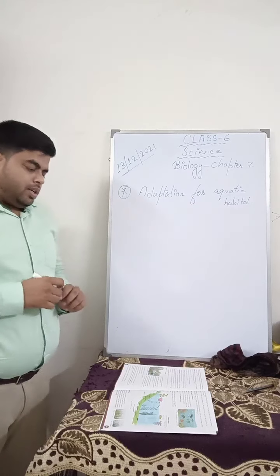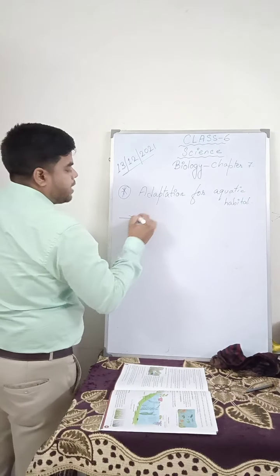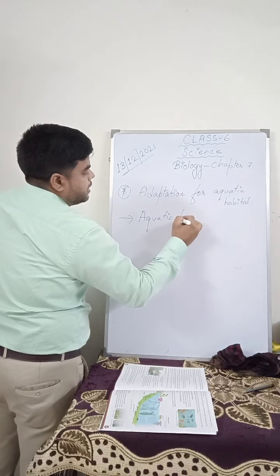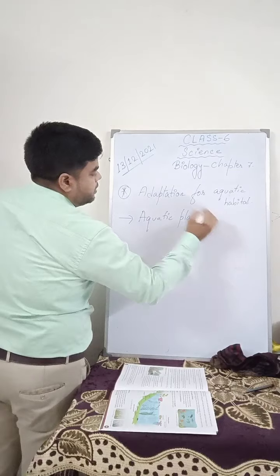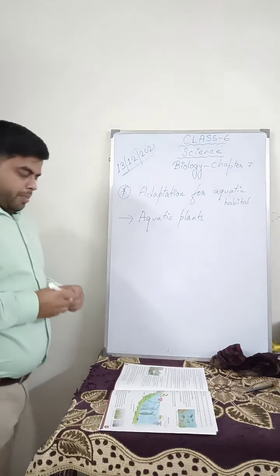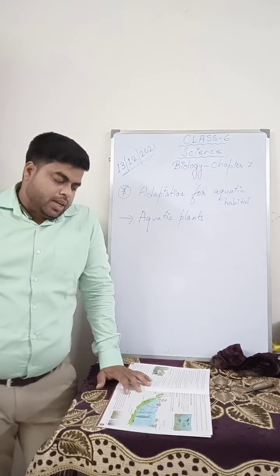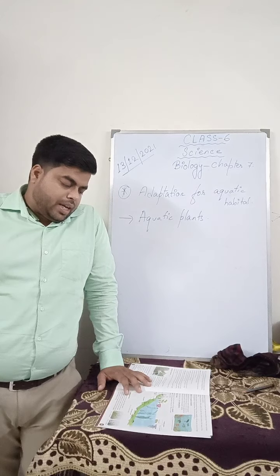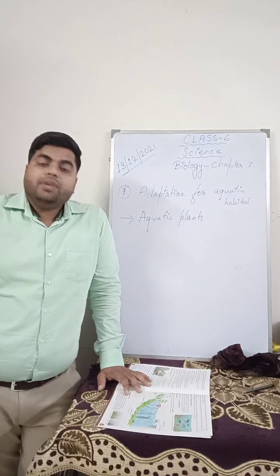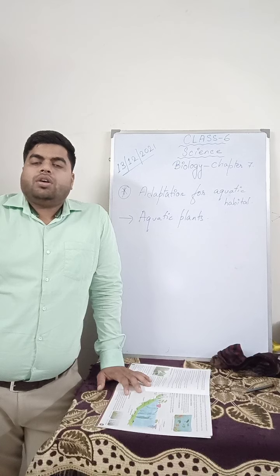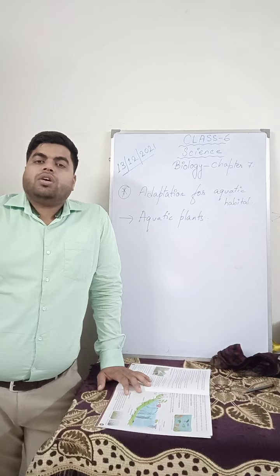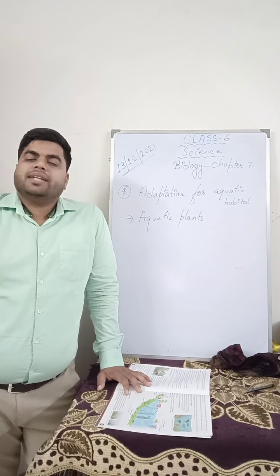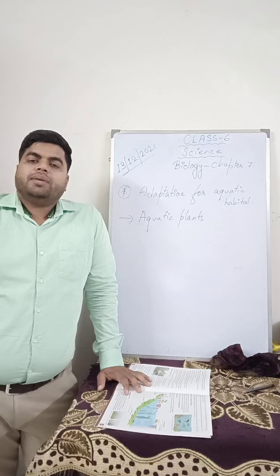So, first is the aquatic plant. That means the plants that live in water. Plants that grow and live in water are called aquatic plants. The following figure shows the different types of aquatic plants. So there are different plants, not only one type of plant that lives in water, but there are various plants that live in water. So what are the different types of plants?